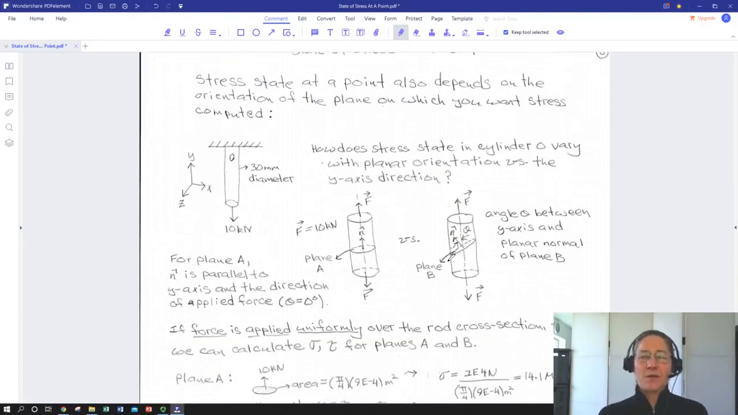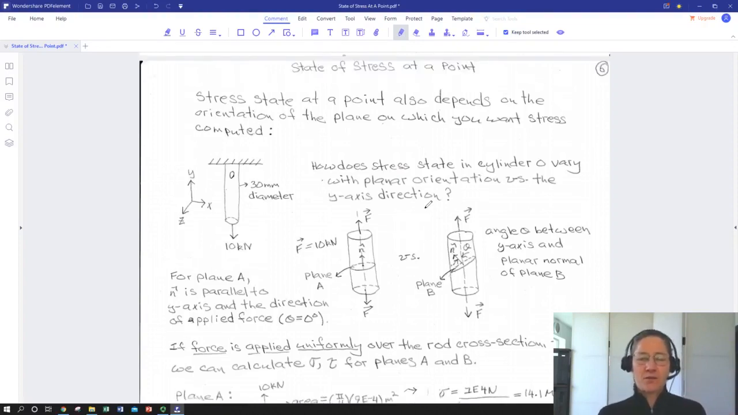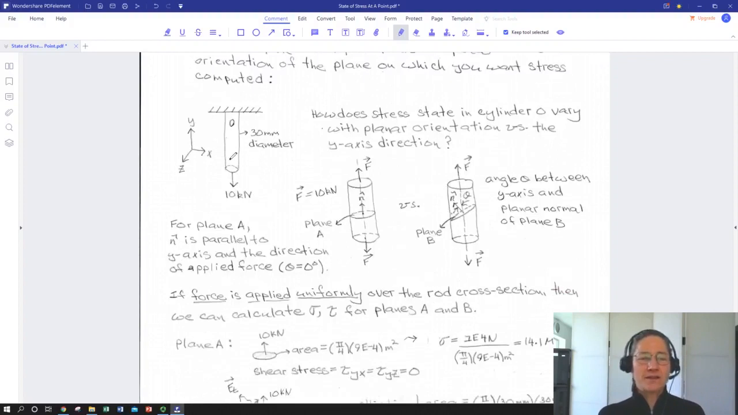Okay, so that's it for state of stress at a point. We're going to add one more concept to that in this lecture, and that is to include the effect of orientation. So we can have a plane, right? Say we have this rod and we've embedded it in the ceiling. It's 30 millimeters in diameter, and we hung a 10 kilonewton weight from the end.